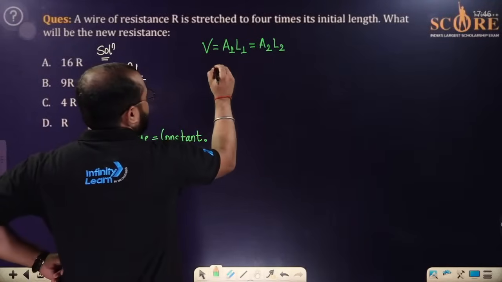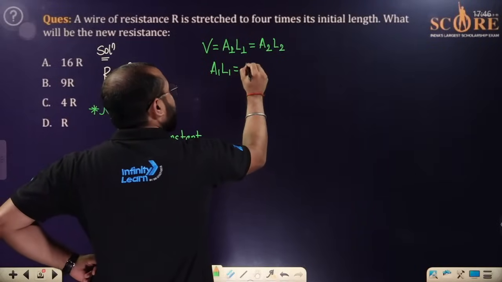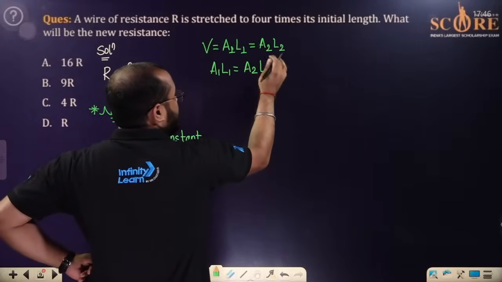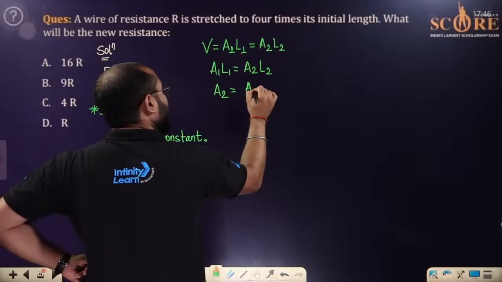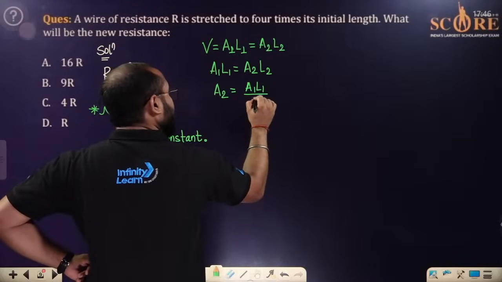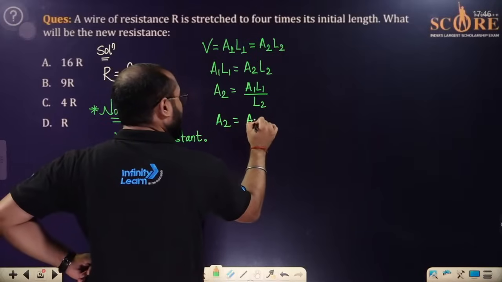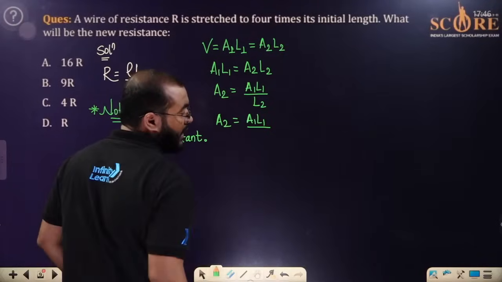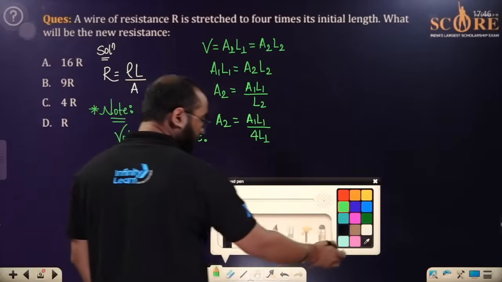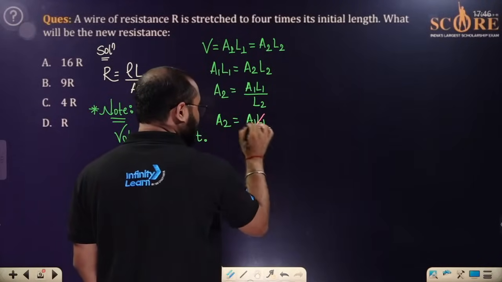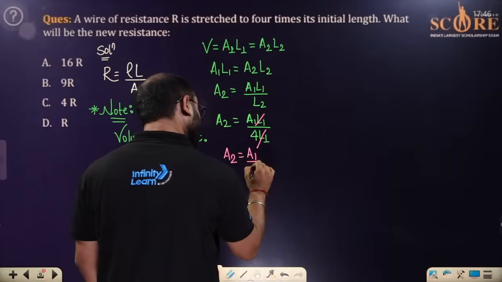In that particular case, we can write area 1 multiplied by length 1, where there is no change, equals area 2 multiplied by length 2. Now there will be a change in length 2, so we have to find area 2, which is A1 L1 divided by L2. What is happening in L2? It is going to be 4 times L1. So you can solve it from here. This L1 and this L1 cancel out. We get that A2 will be equal to 1/4 of A1.